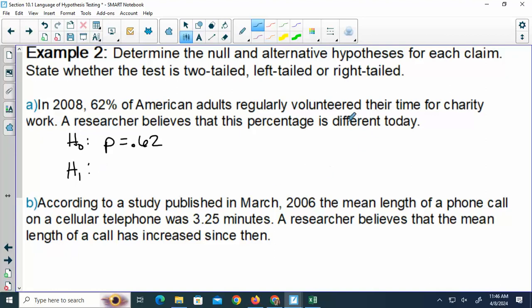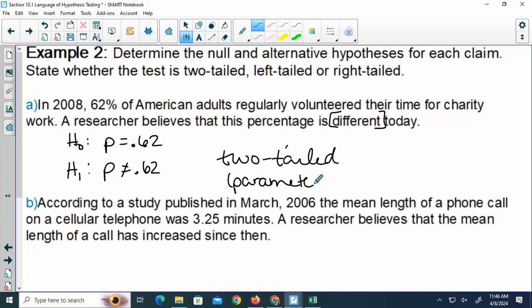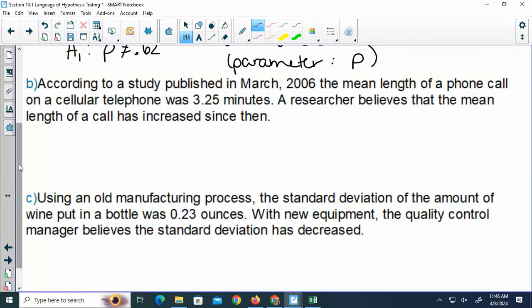It could be, but I just said different. So if I'm just saying it's different, it could be higher or it could be lower. So what do we call that? I didn't ask for it, but if I did, what is my parameter? The parameter is like the variable. So in this case, the parameter is P, the proportion that we're looking at.